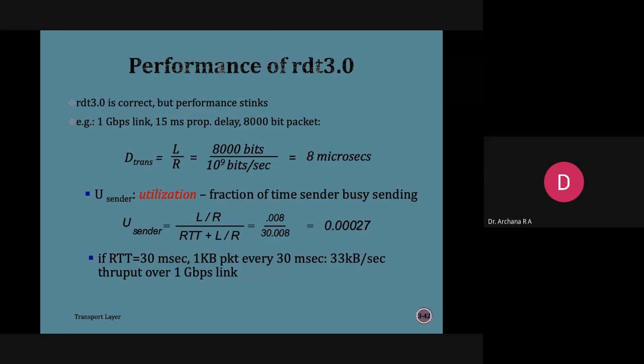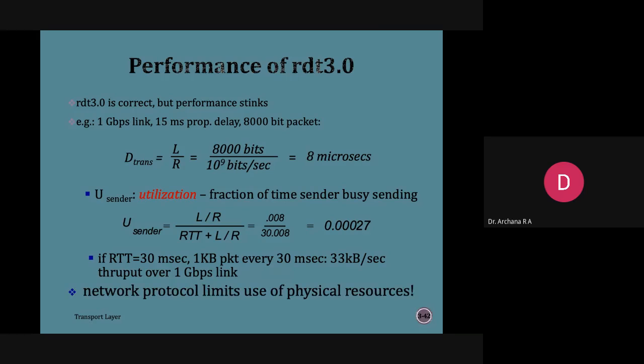If there is a 1 Gbps link, you are going to utilize only 33 kilobytes of packets per second. So what it says is, if 100% is available, then the sender is going to utilize only about 1% of it. Or if you consider this, 2.7 hundredths of 1% of the time will be utilized and the remaining will be wasted.